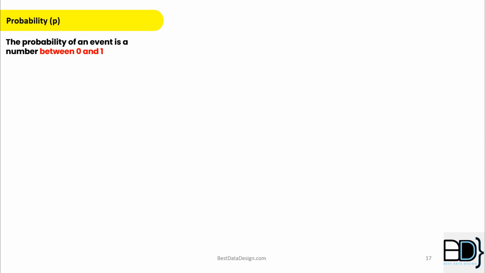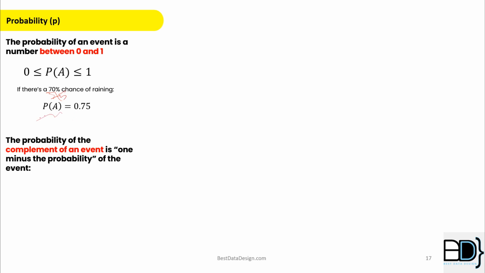Probability. The probability of an event is a number between 0 and 1. If there is a 75% chance of raining, then the probability is 0.75.